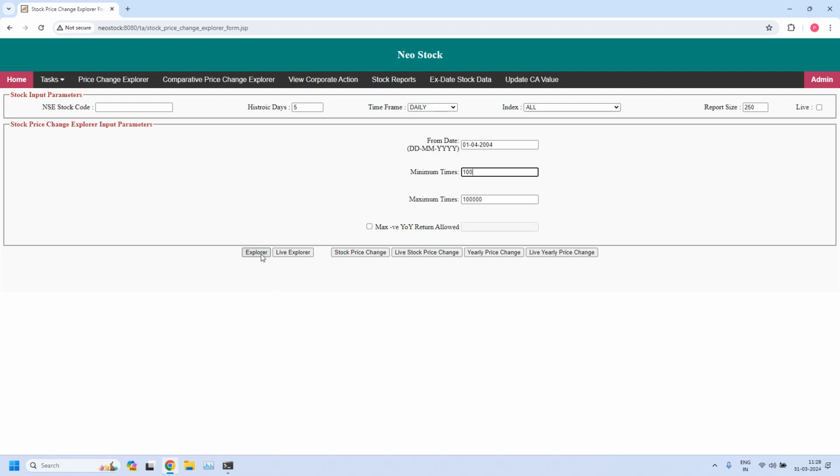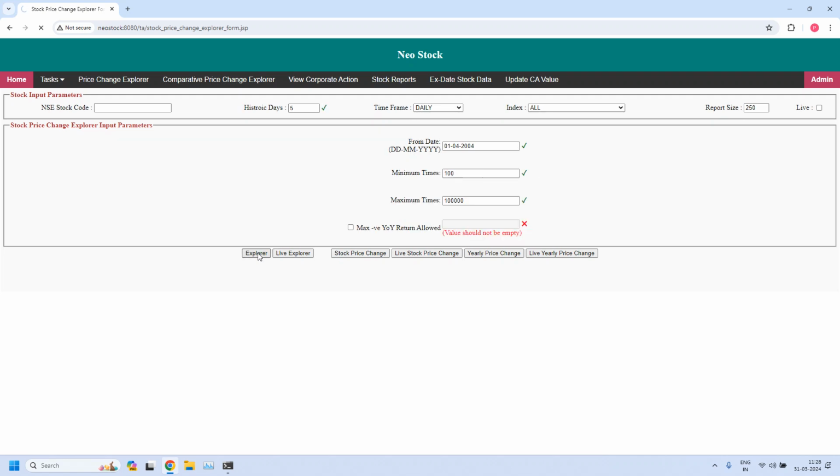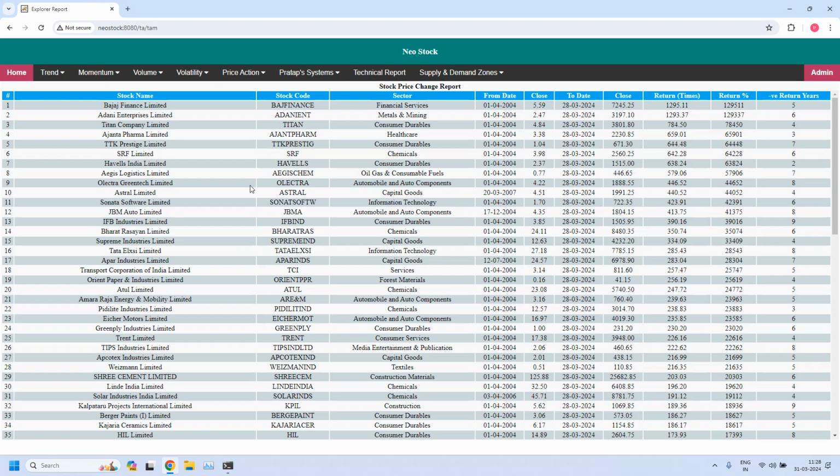So now I am generating a report. While generating, you may get a small warning message. Just ignore that. It will take a few seconds, maybe some 7 to 8 seconds, to search the entire database, and after that you get the results. So please be patient. Yeah, we got the result.